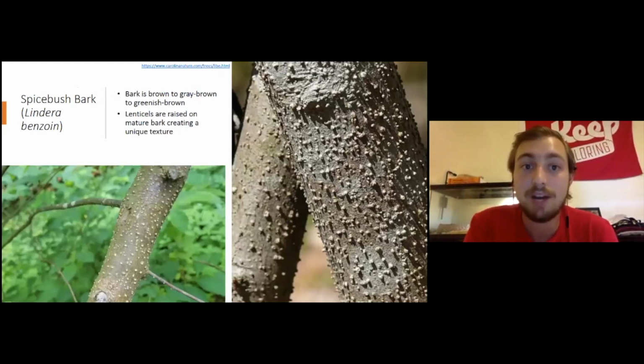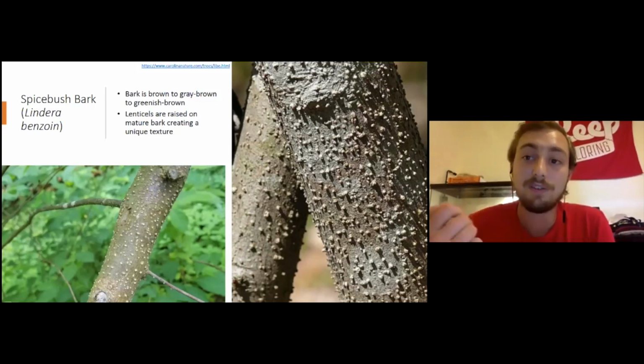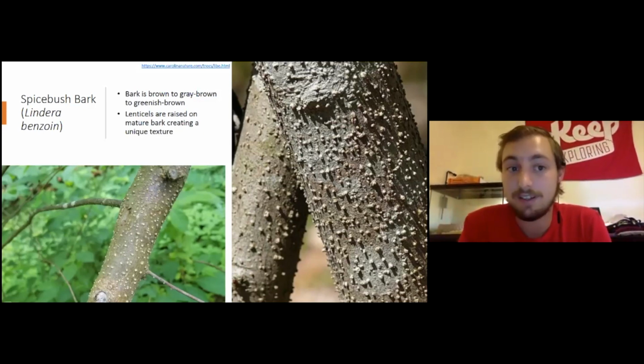The bark is brown to gray brown, and sometimes can be a greenish brown. And those lenticels are even, I would say, more raised than that of our viburnum, creating a very unique texture when you run your hand down the bark. Very, very unique. That is very characteristic of spice bush. And obviously, if you were to take your nail and scrape off a little bit of the bark and give it a good smell, you'll smell that very characteristic spicy aroma that gives the spice bush its name.